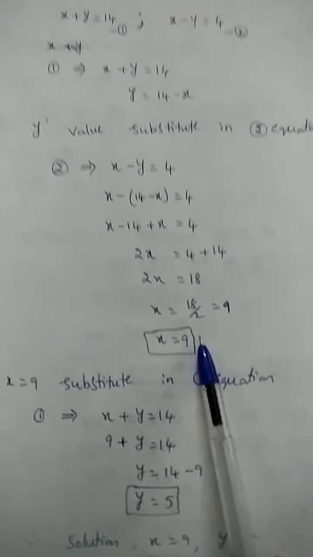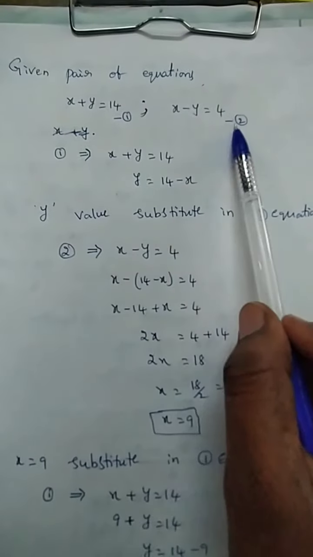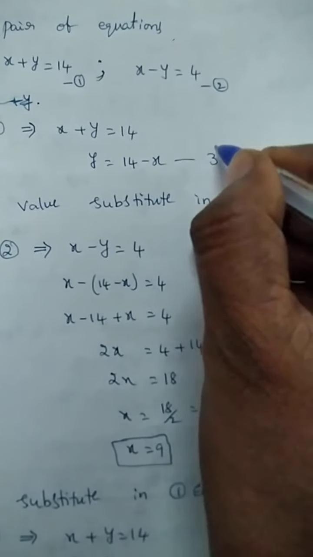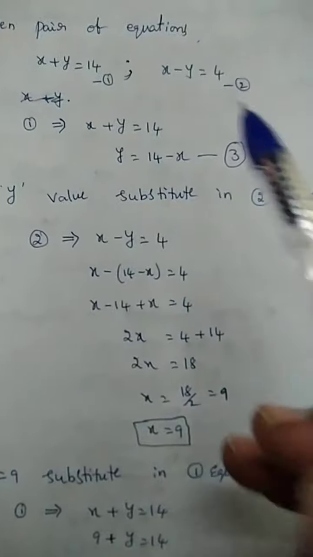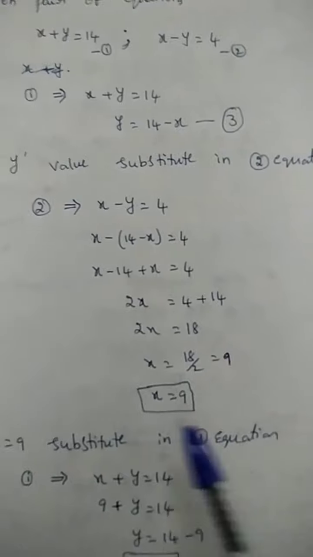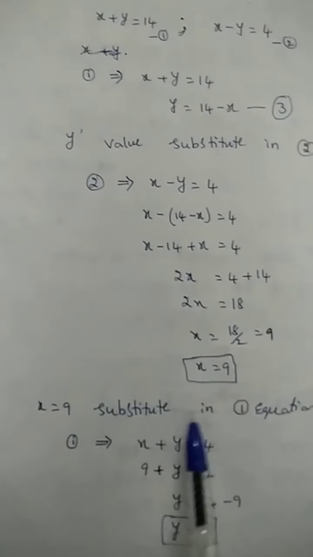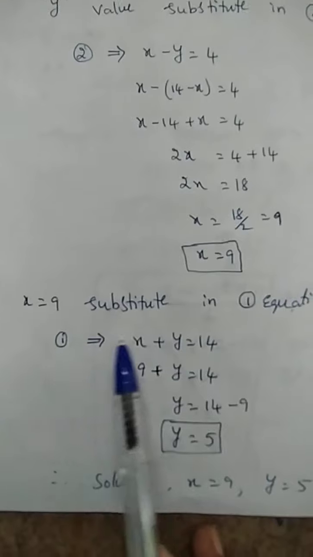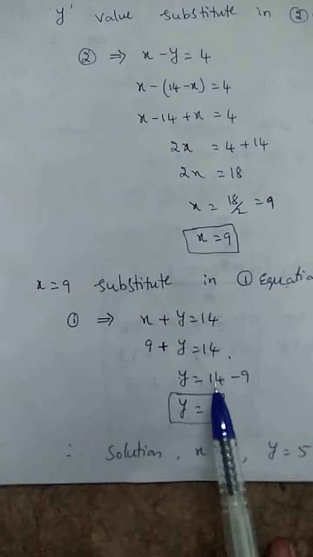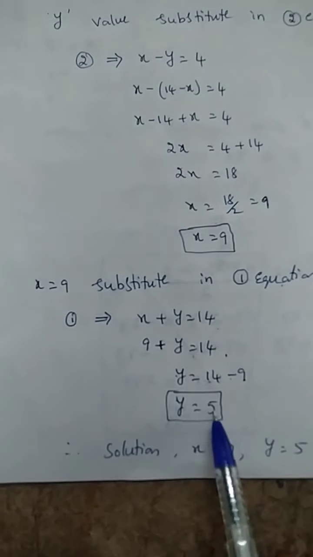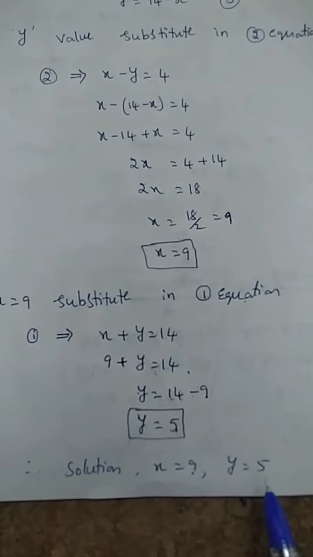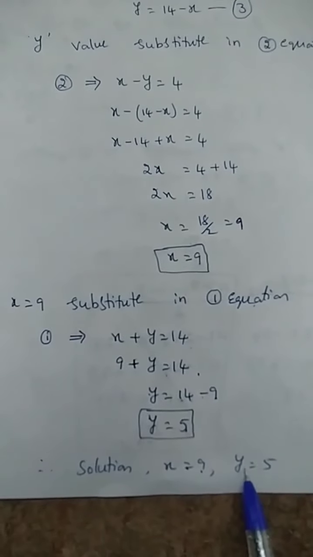This x result is to be substituted in either the first equation or the second equation or this equation. This is one more equation, a third equation. No need to mention it, no problem at all. Any one of the three equations can be substituted. x is equal to 9, substituted in the first equation. What's the first equation here? x plus y is equal to 14. 9 plus y is equal to 14. y is equal to 14 minus 9. Then y is equal to 5. And that is the solution: x is equal to 9 and y is equal to 5.